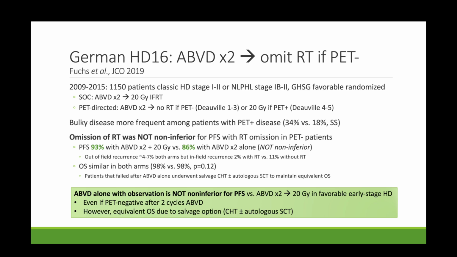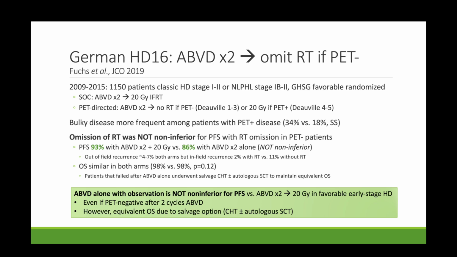And so I think this is where a bit of controversy and discussion really is generated, because the question is, what is better for patients? Is it better to undergo just 2 cycles of ABVD and then 20 gray of radiation, or do we just watch them and then salvage with further chemotherapy and transplant if needed?